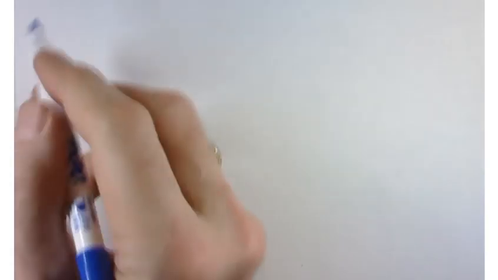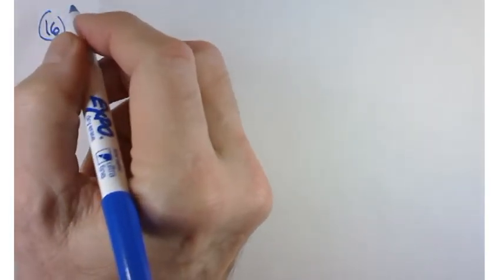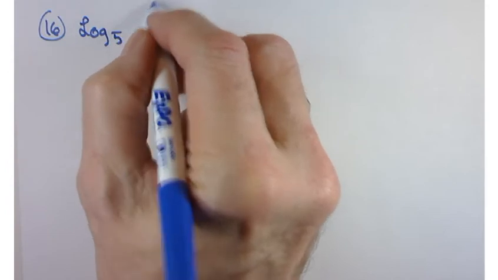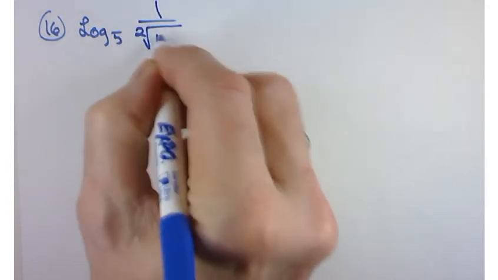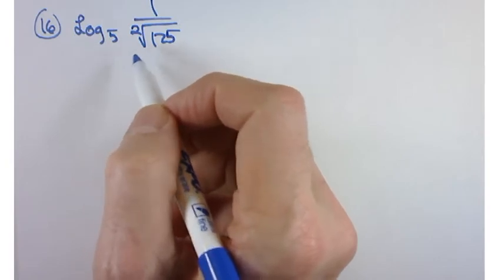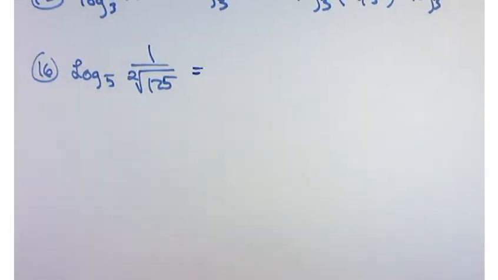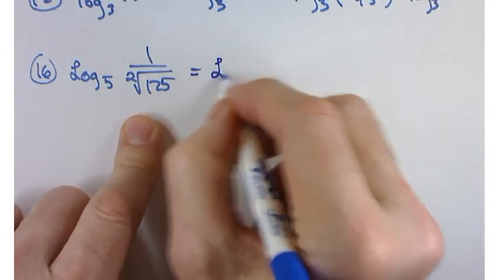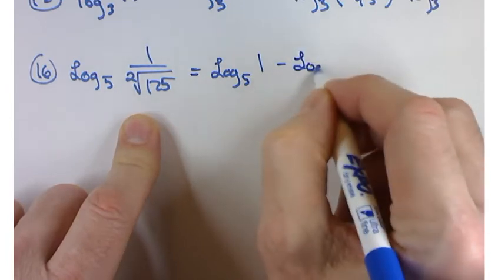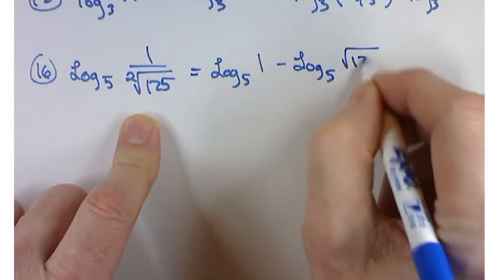Let's take a look at another one kind of like that previous one, maybe one or two. Problem number 16. Log base 5 of 1 over the square root of 125. Maybe it's just because I'm speaking this, but I wrote the 2 out there, which I don't really need to do. It's kind of understood. Let's see if we can evaluate this without the use of a calculator. So, maybe we'll expand this one in the correct way. Log base 5 of 1 minus log base 5 of the square root of 125.